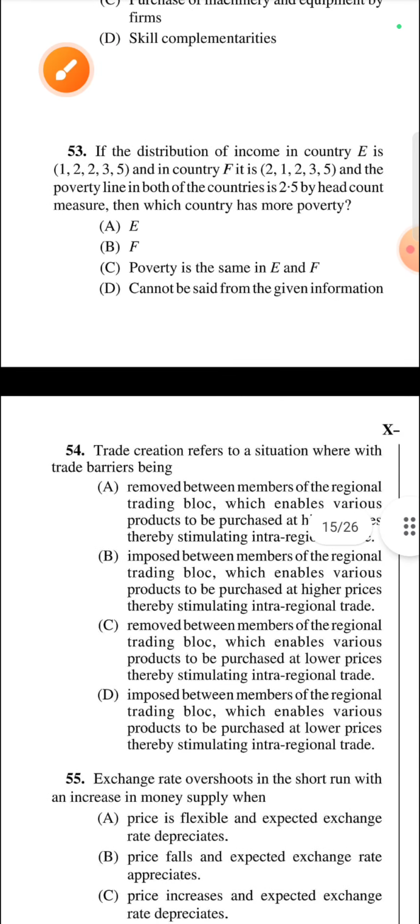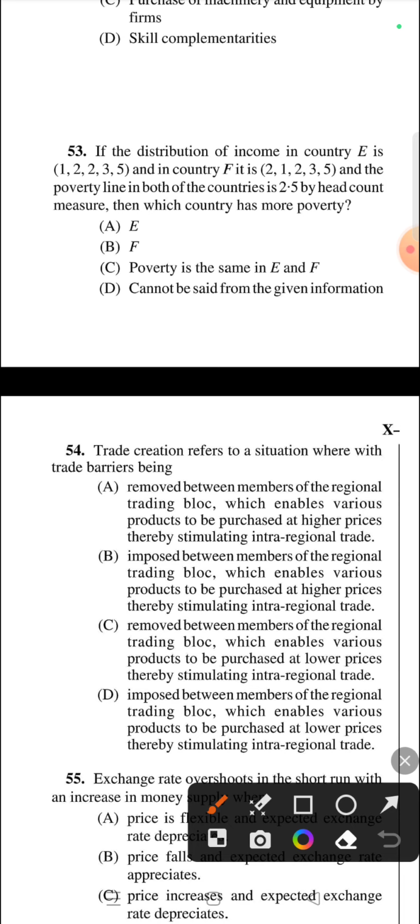Question number 53. If the distribution of income in country E is 1, 2, 2, 3, 4, 3, 5 and in country F is 2, 1, 2, 3, 5, and the poverty line in both the countries is 2.5, by head count measure, then which country has more poverty?